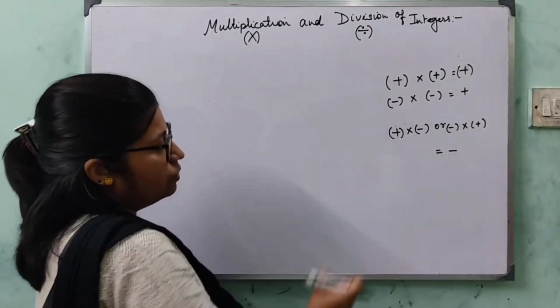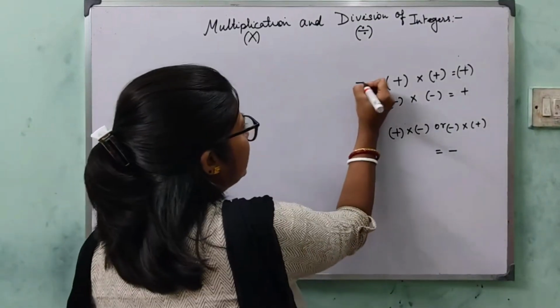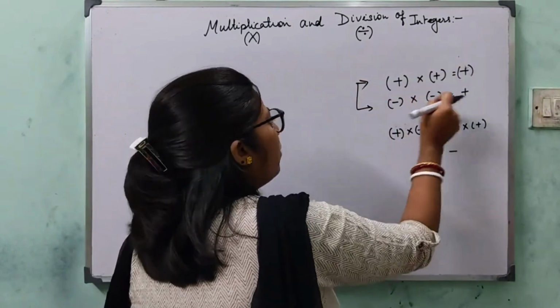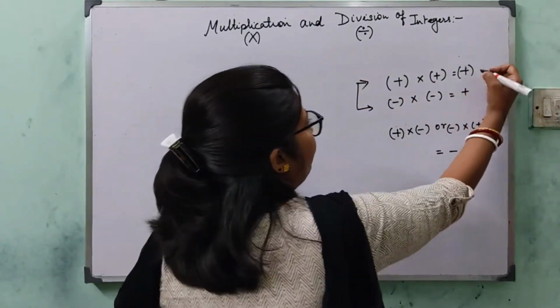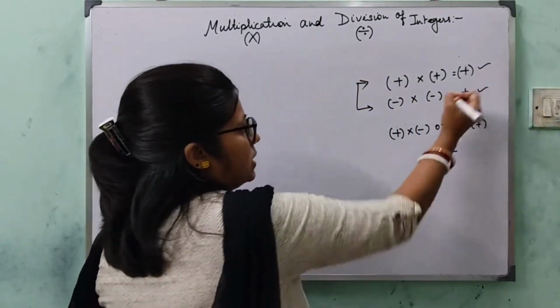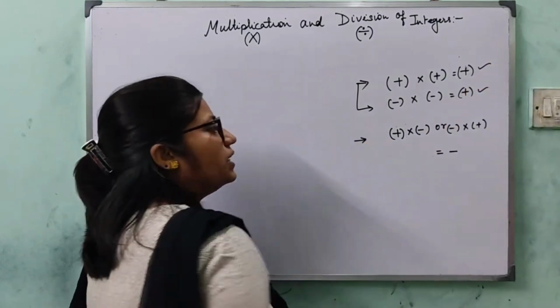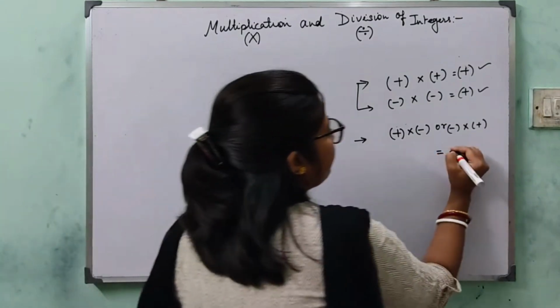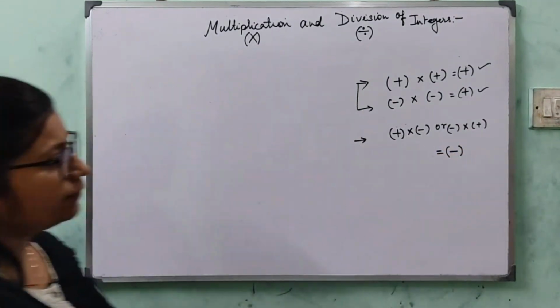That is, if I brief it, if you multiply two integers having the same signs, either both positive or both negative, the product will always have a positive sign. And if you multiply two integers where one is positive and the other is negative, the product will always have a negative sign.